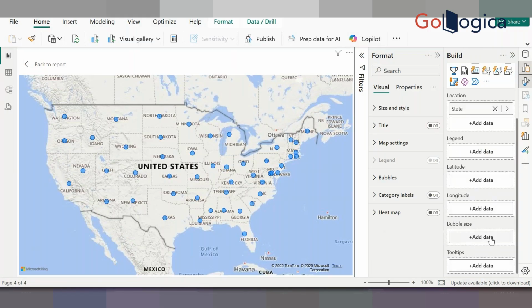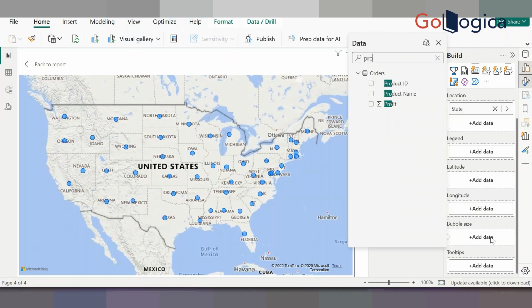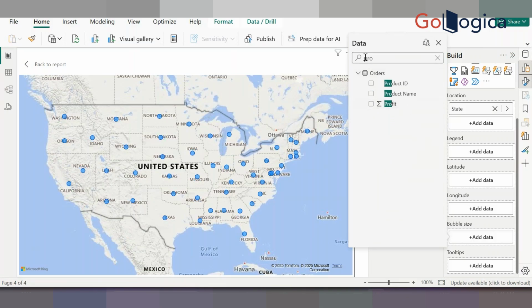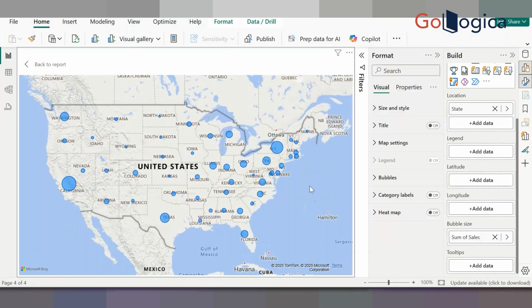Now, if I add profit as the bubble size instead of this one, it will resize based on the profit. But you can see there can even be a negative profit, no? Profit can also be a negative value. So what I will do is, if it is negative, it cannot be a minus size. We cannot use a minus size, but I can have a color which shows a different color for the negative values and the positive values.